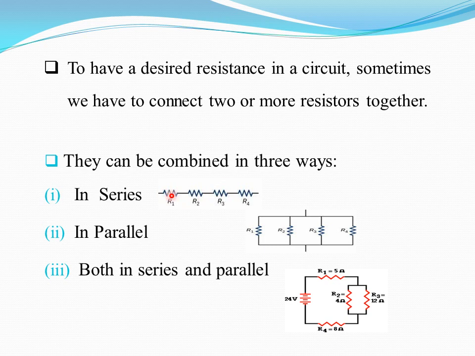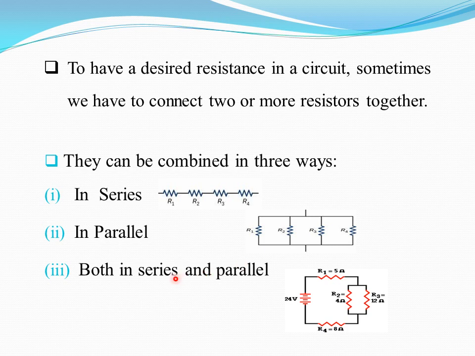In the series connection, the resistors R1, R2, R3 and R4 are joined back to back, that is, one behind the other. In a parallel combination, the resistors are connected parallel to each other.